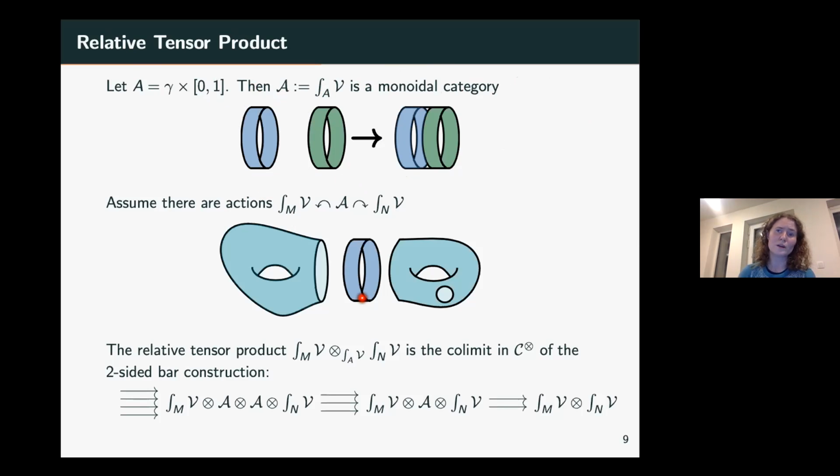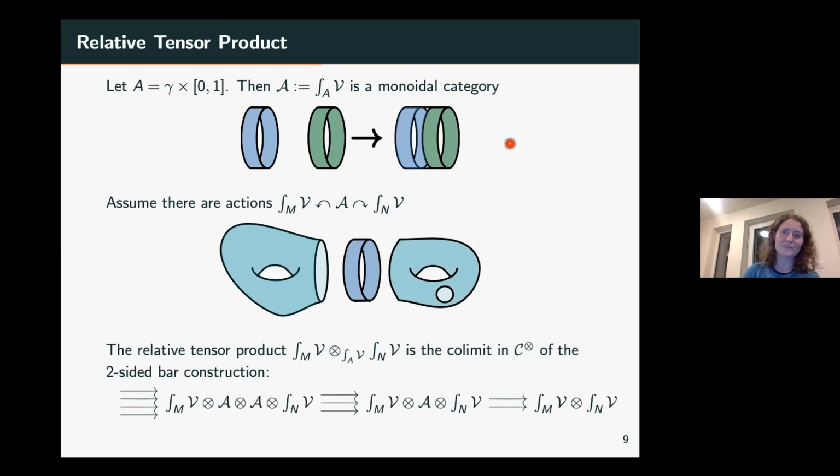And also, if we assume we have an action, so if we can include this surface A into the surface M, and we can include it into the surface N, then that's going to induce an action on the level of the factorization homologies. So what you have is a monoidal category, and you have that this factorization homology of M is a right A module category, and this one is a left A module category.